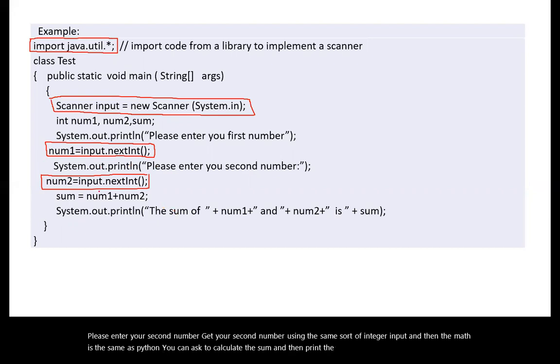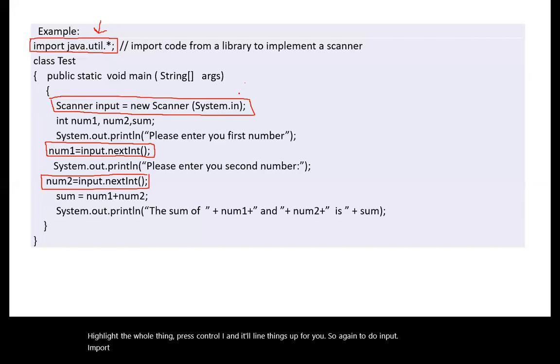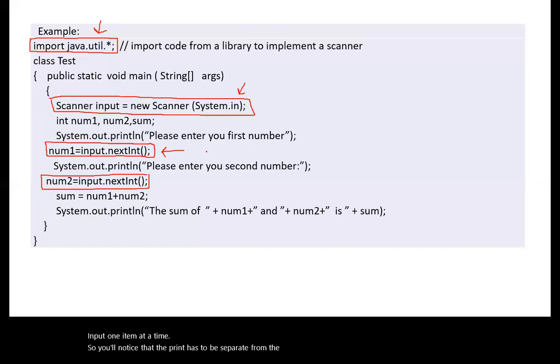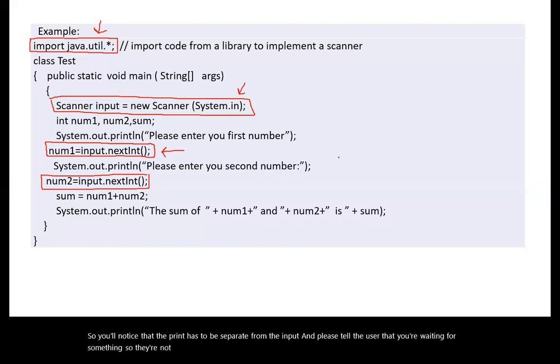So what's different? You'll notice my indentation is a little bit all over the place. This language doesn't care. If you don't like your indentation, highlight the whole thing, press Control-I, and it'll line things up for you. So again, to do input, import the utility file, create a scanner, input one item at a time. So you'll notice that the print has to be separate from the input. And please tell the user that you're waiting for something so they're not staring at a blank screen wondering why the program has stopped.